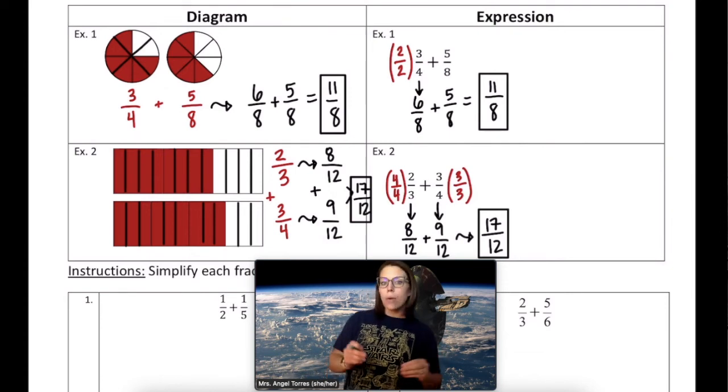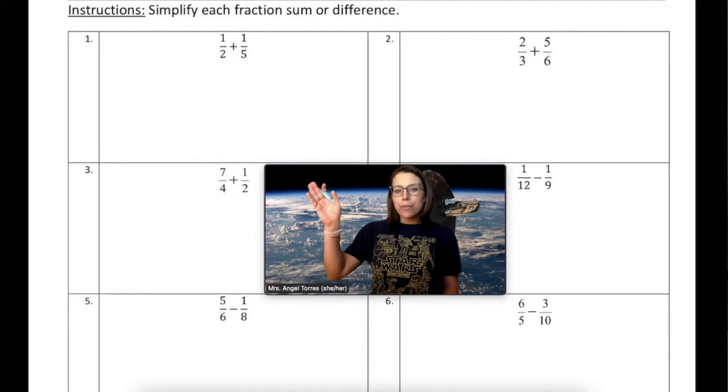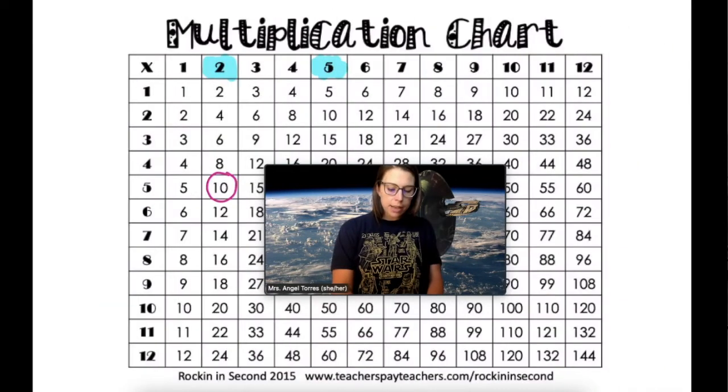So let's look at how we can do that in the practice problems below. Starting with the first one, 1/2 plus 1/5. I can't add a half to a fifth. I have to find something they can both be changed into. Let's take a look at our multiplication chart. 2 goes into 10 and 5 goes into 10.